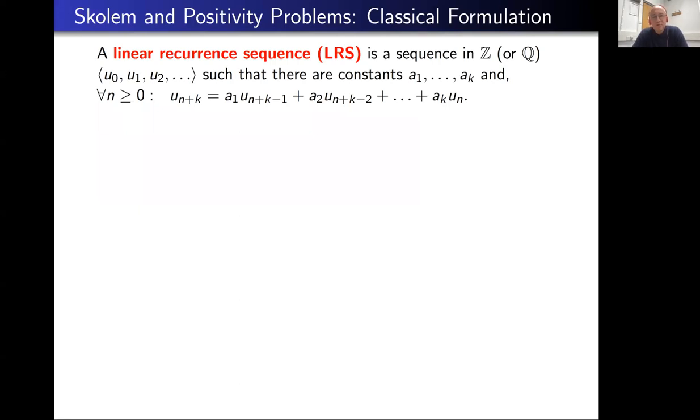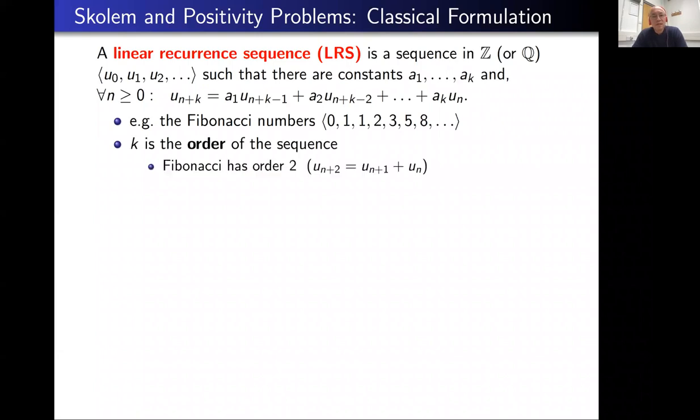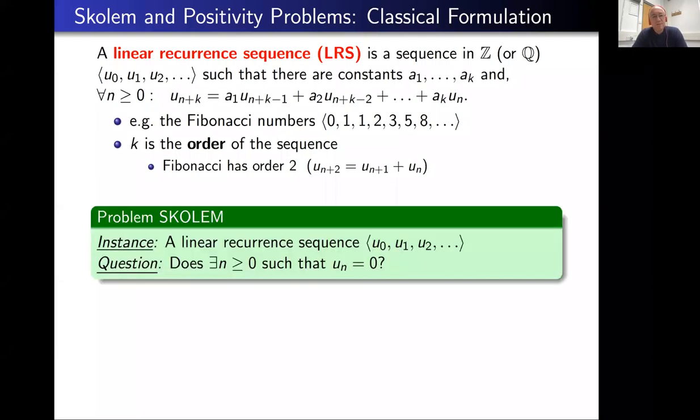And this can be recast in terms of linear recurrent sequences. A linear recurrent sequence is a sequence whose members, for us, are always going to be integers or rational numbers, such that there are constants a1, a2, ..., ak, with the property that u_{n+k} is a linear combination of the previous k terms with the coefficients a1, a2, respectively, ak. The famous example is the Fibonacci numbers, which start with 0, 1, and then every term is the sum of the previous two terms. The length of the minimal recurrence is called the order of the sequence.